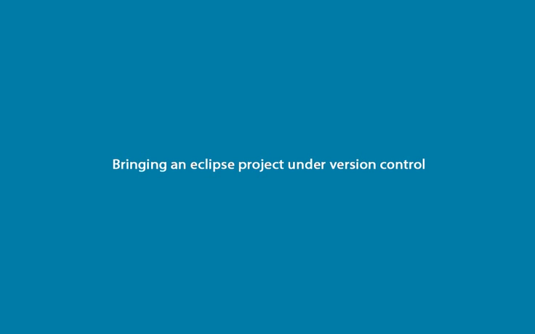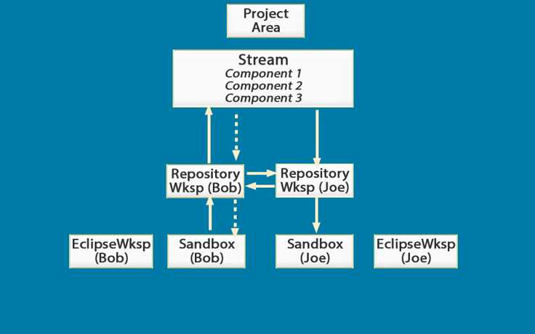This video discusses bringing an Eclipse project under version control. There'll be situations where you have a local Eclipse project, which is usually a Java project, but it could be any other project created in Eclipse. And you'll need to add it to the stream where other members of your team will be able to access it. Before showing a demonstration, let's take a conceptual look at this task.